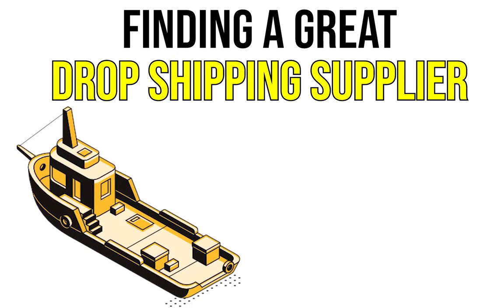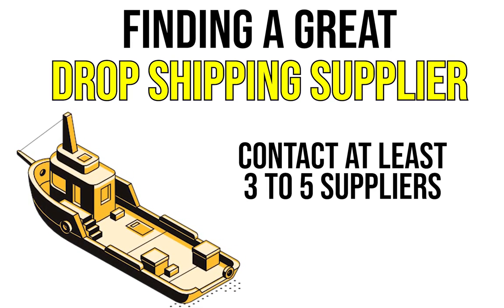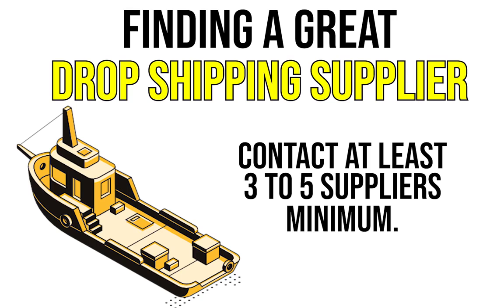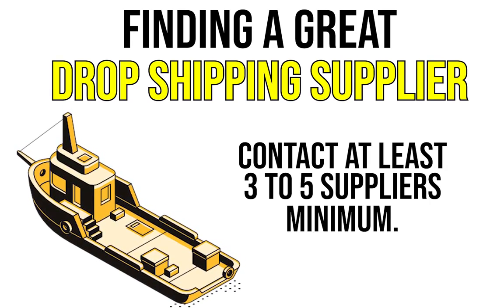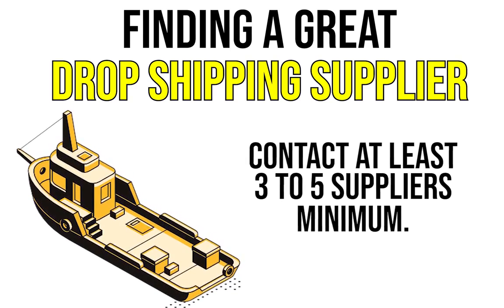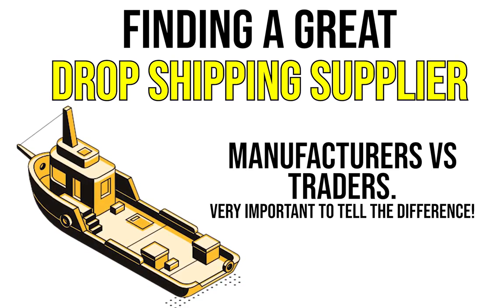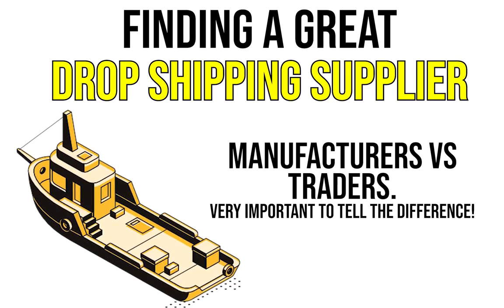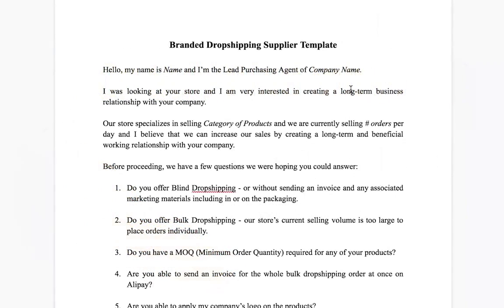We also want to make sure they've been in business for at least 2 years. And we want to contact at least 3 to 5 suppliers at a minimum, because if we only contact one, then we don't have any reference point in terms of prices. We don't have any negotiating power, because we don't know what the accurate prices are for a particular product, or if we're getting ripped off or getting a fair deal. Also, I'm going to talk about the difference between manufacturers and traders. It's very, very important to understand the difference. Nobody really goes into this, and trust me, it's going to give you a big plus to contact a manufacturer instead of a trader.